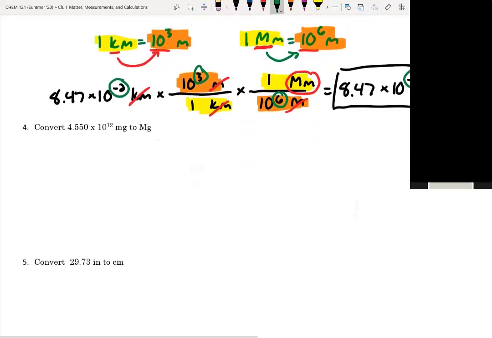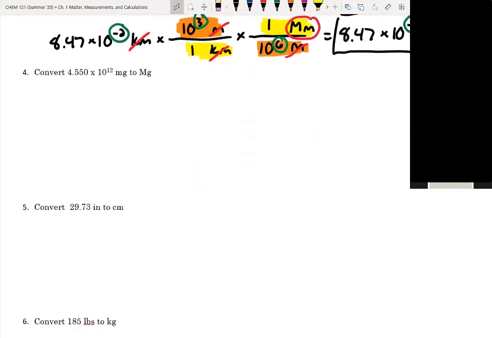All right, so let's do the next one. And then once we get past this last one, we'll start doing non-metric conversions, which get a little bit trickier too. So this last one here is 4.550 times 10 to the 12th milligrams, and our goal is to get to megagrams.